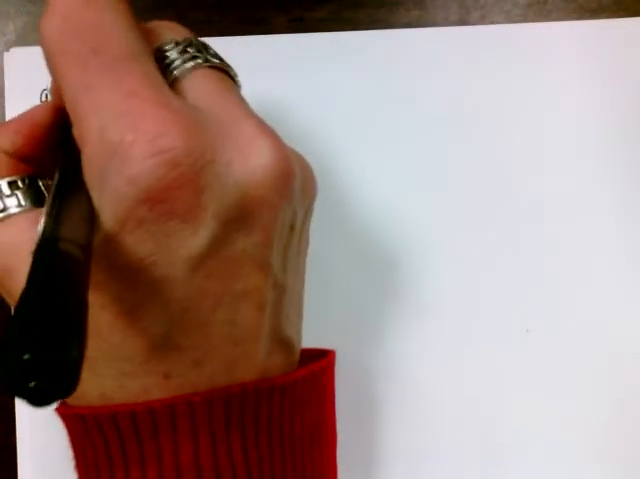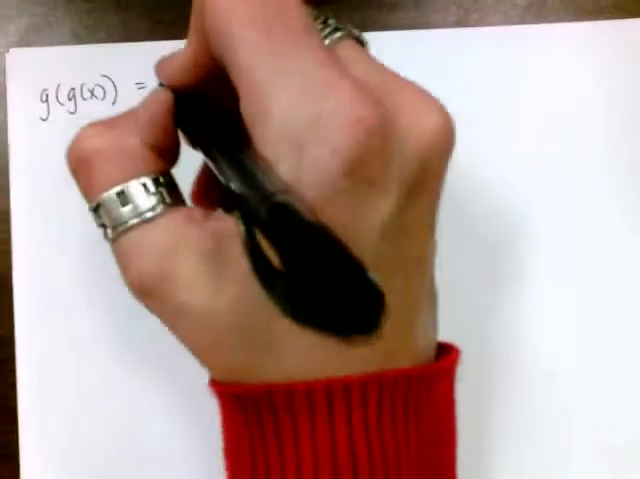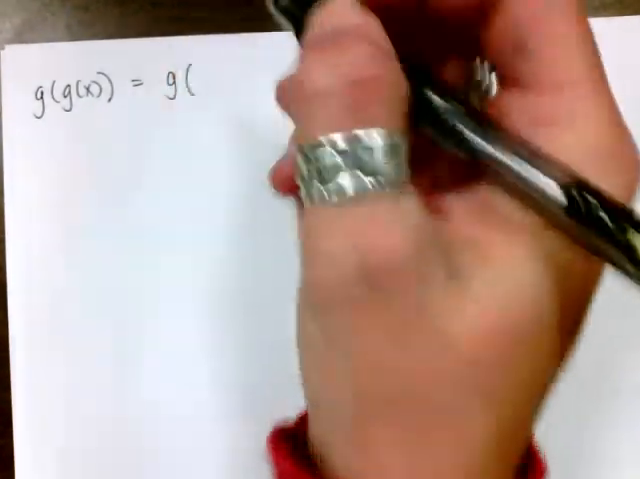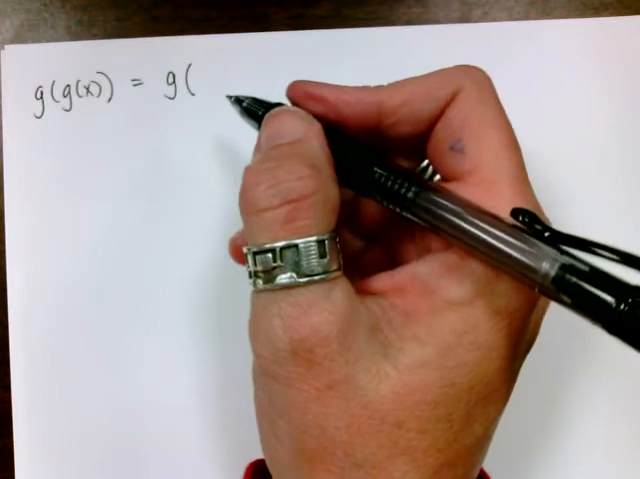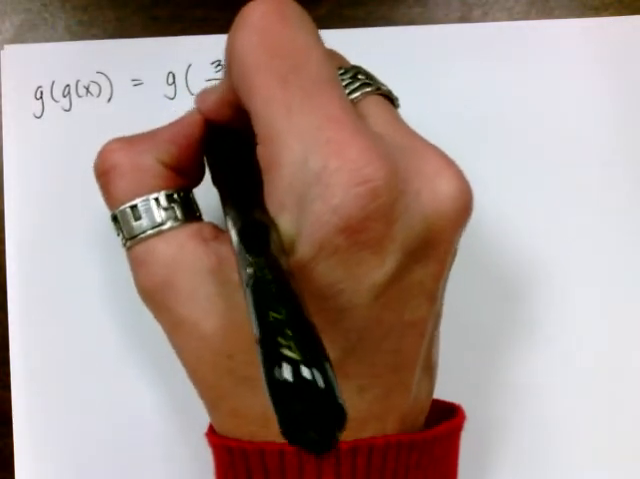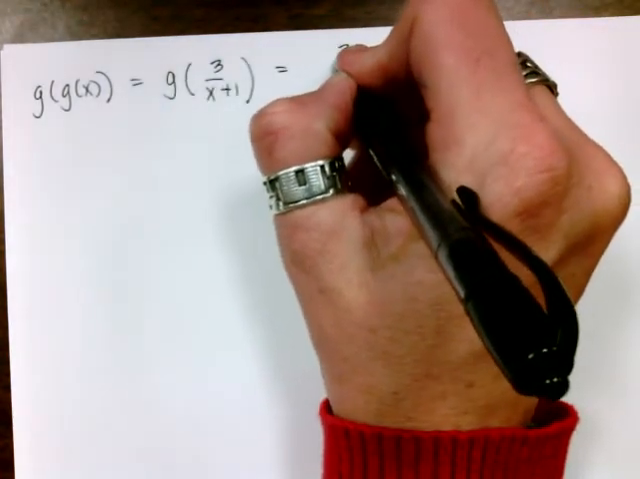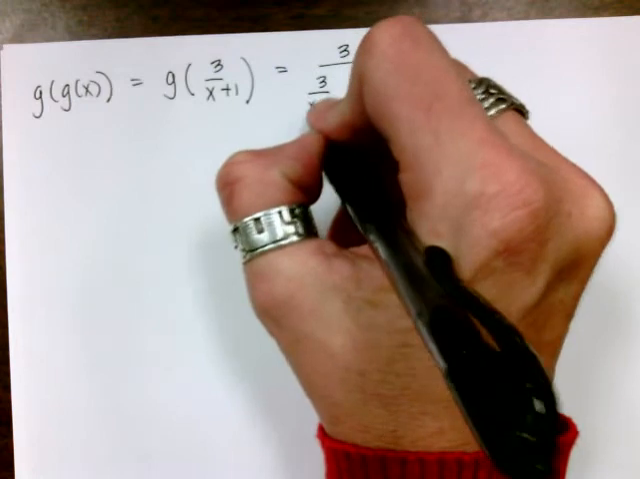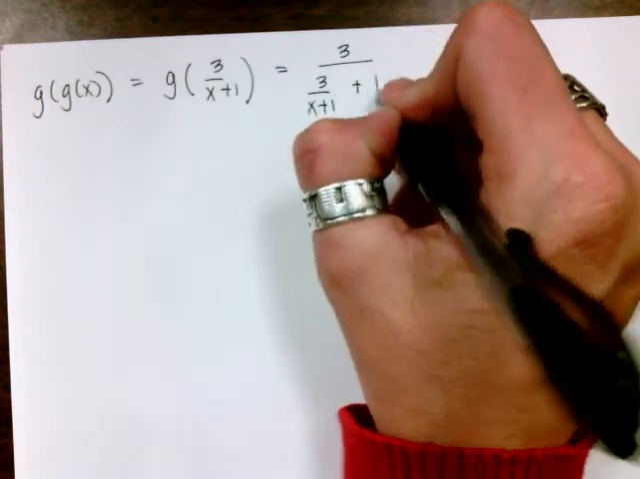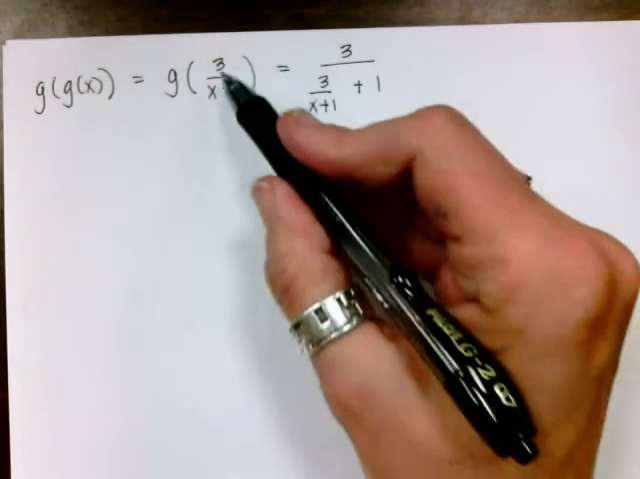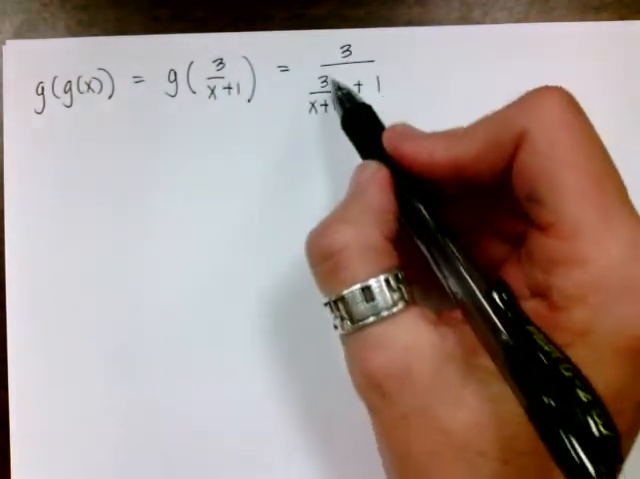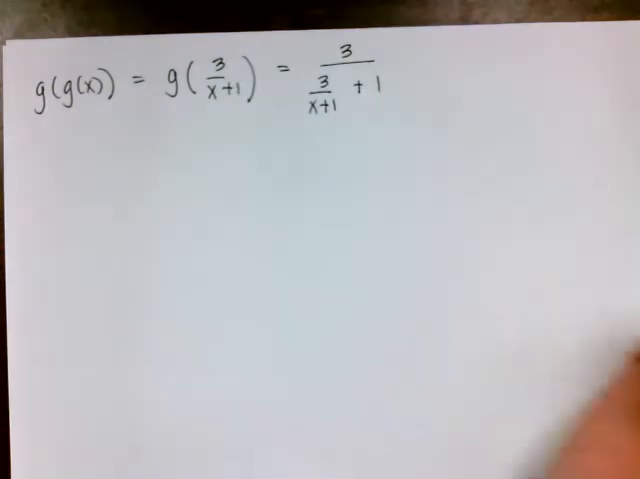All right, let me get us a new page, and we'll do our last composition. And the last one was g of x, and this is the one that looks kind of weird. So now I'm going to do g of my g, which is 3 over x plus 1. So now I'm going to do 3 over x plus 1 plus 1. Okay, so I know it looks kind of weird. My g was 3 over x plus 1. The x now becomes the input, which is this.